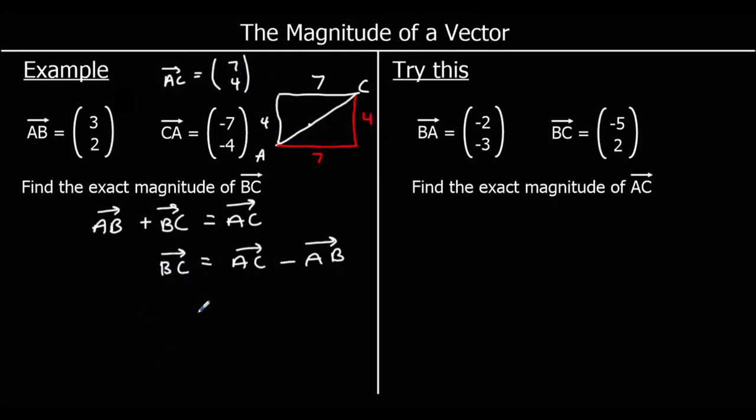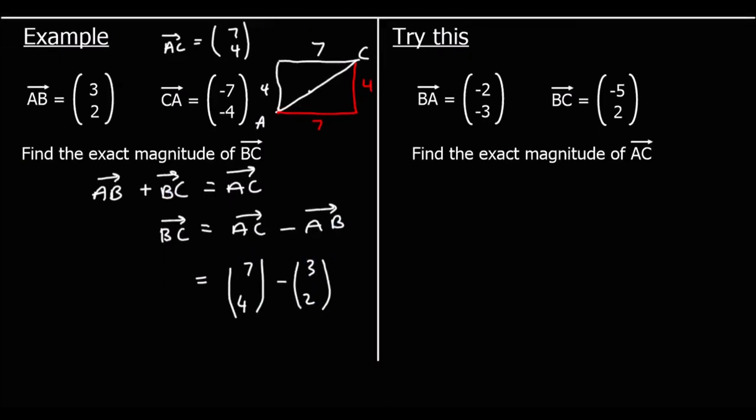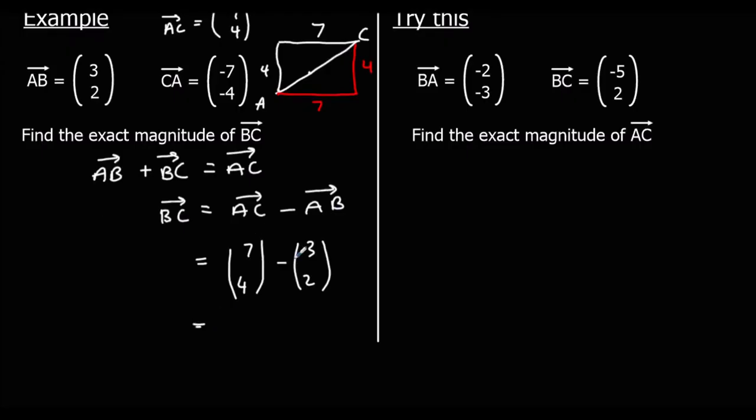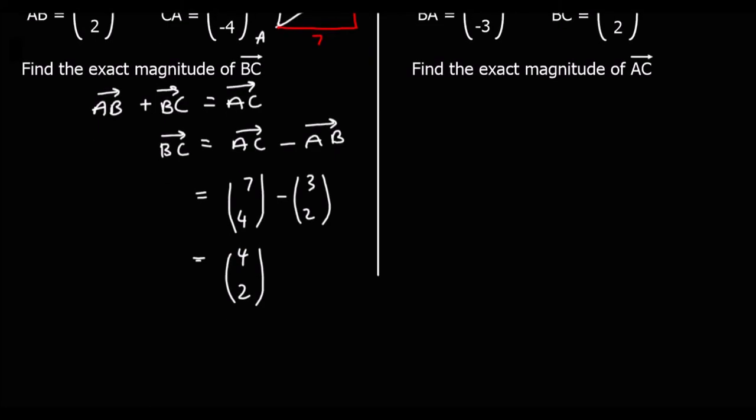So to work out B to C, we're going to do A to C, which is our 7, 4, take away A to B, which is 3, 2. 7 take away 3 is 4. 4 take away 2 is 2. So B to C is 4, 2. So if we did draw a triangle, it would be right 4 up 2.